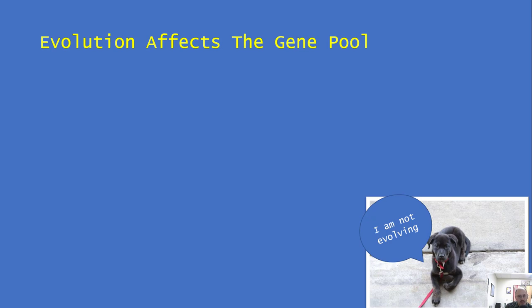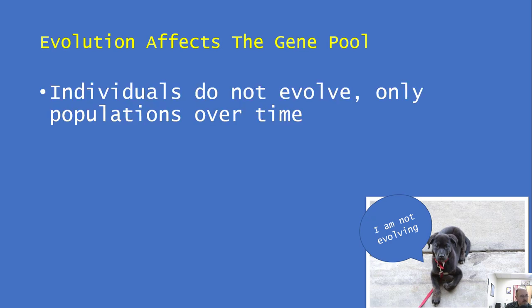Now, one thing we can say is that evolution is going to affect the gene pool, meaning first of all, bear in mind the gene pool are all of the genes in a population. And individuals, like my dog down here in the corner, they don't evolve. A dog, a single person, they can't evolve. I can't evolve. You cannot evolve. Only populations over time. Populations, if you remember, have a definite definition. That's a group of organisms that can interbreed with each other in a geographic area.